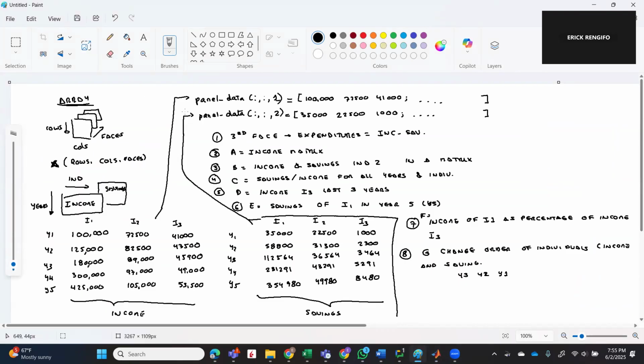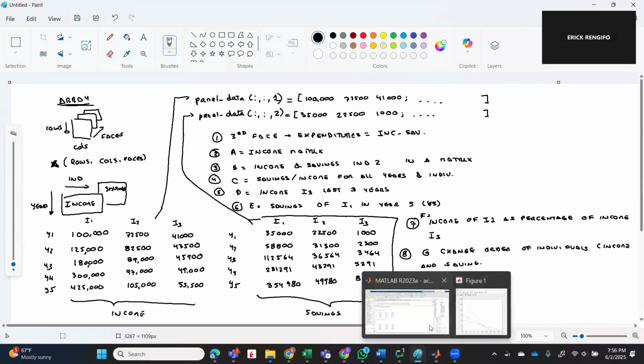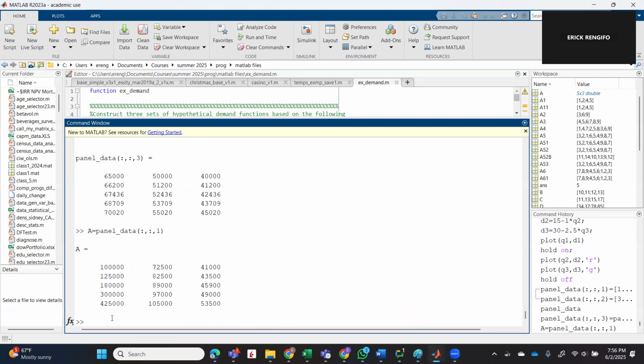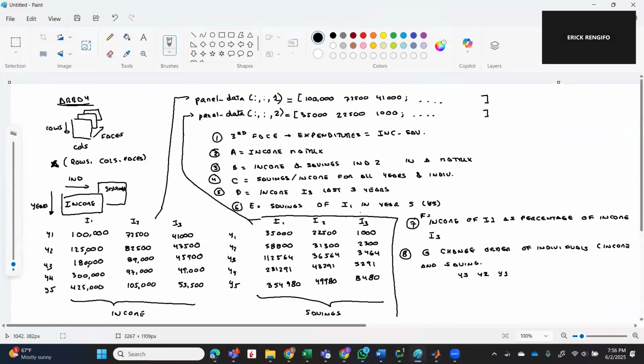So let's go to questions on A and B. So B is income and savings of individual 2 in a matrix. Okay, so we need to create a matrix now, not an array, of individual 2. So let's call this B, and B is going to be a matrix, correct? So I use the brackets. And this bracket is going to have in the first column what? Income is phase 1, but I'm just interested in individual, which individual? 2.